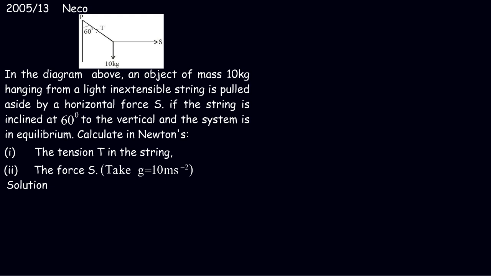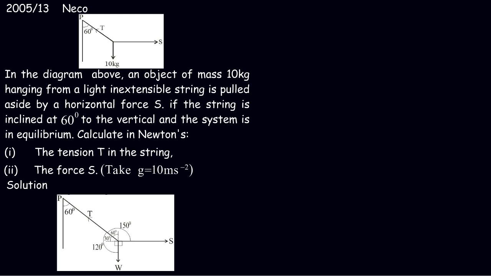Now our very first step of action is to sketch our forces and simplify our angles. When we do that, we get that the angle between P and S is 60 plus 90, which is 150, which will make the angle between P and W 30 plus 90, which is 120.